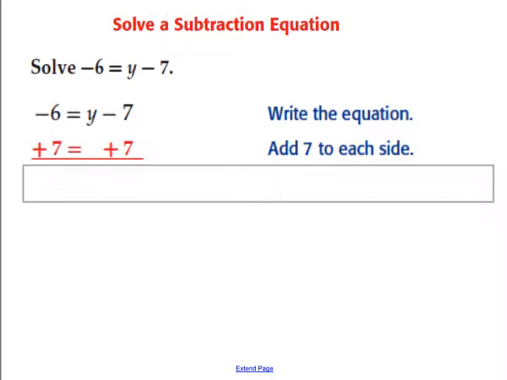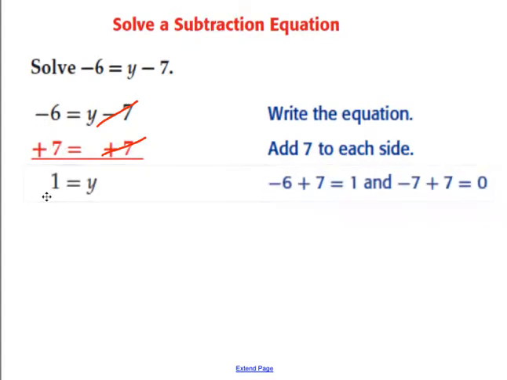So the 7 on the right hand side will add to 0. Minus 7 and plus 7. I'd like to see you just go ahead and put a line through those to show me that you know they add to 0. So y is still here on the right hand side, and we have a negative 6 and a positive 7, which is a net result of positive 1. So we have y equals 1.